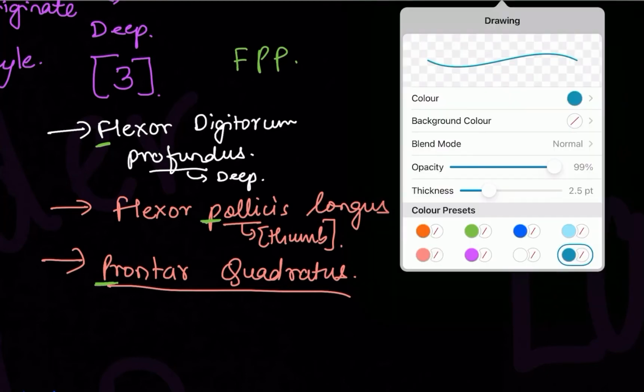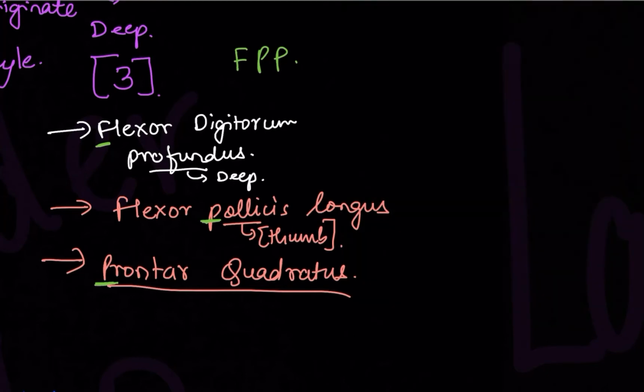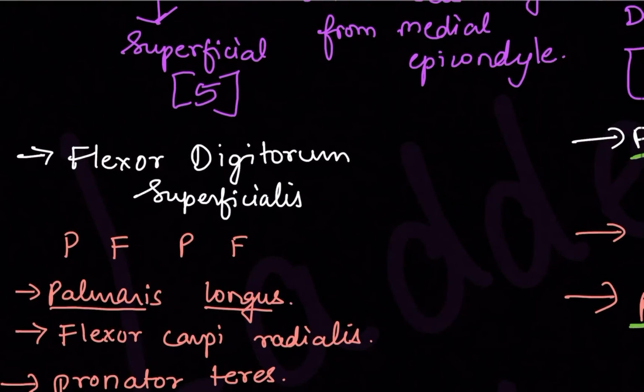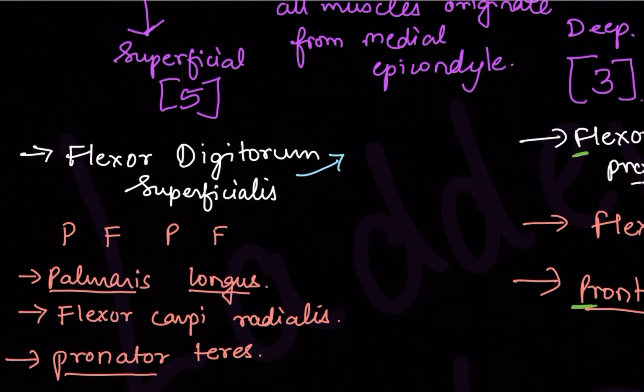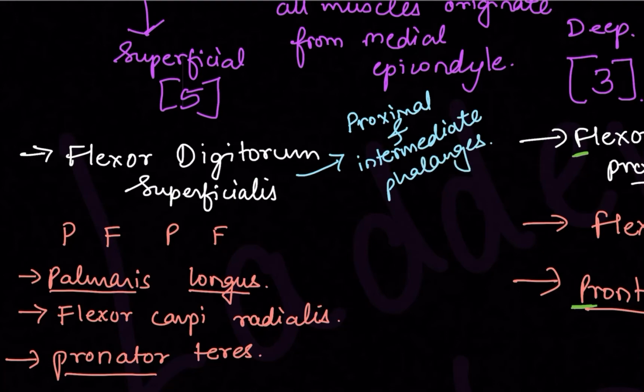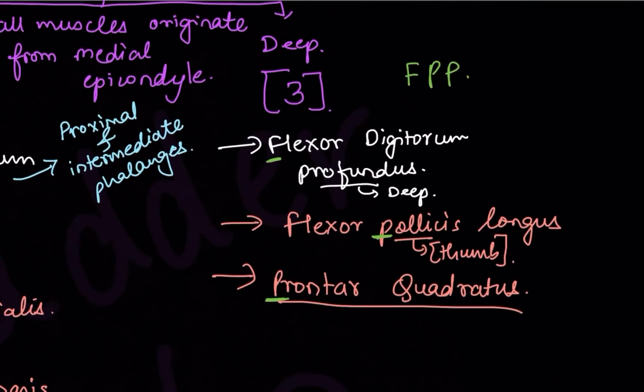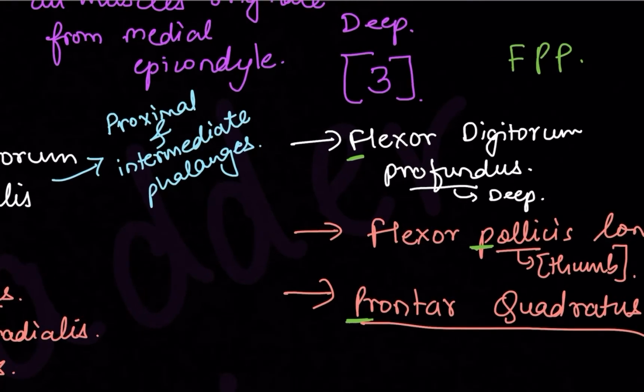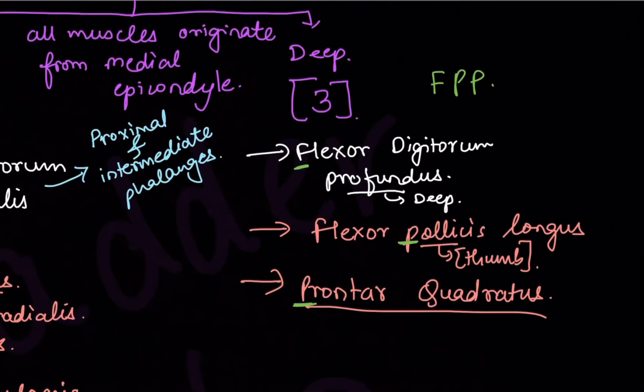Okay. There are some important points you must know about a few muscles. First, this flexor digitorum superficialis will give the innervation to the proximal and intermediate phalanges. Everybody knows what phalanges are, right? These are the divisions of your fingers. Each finger has 3 divisions, right? Only the thumb has 2 phalanges, the distal phalanx and the proximal phalanx. It doesn't have any intermediate phalanx. Okay, so the proximal and intermediate phalanges are innervated by flexor digitorum superficialis.